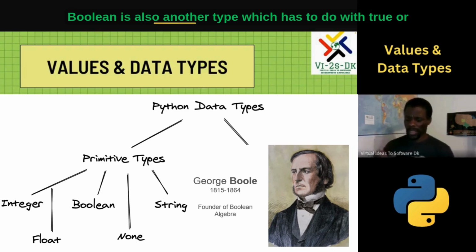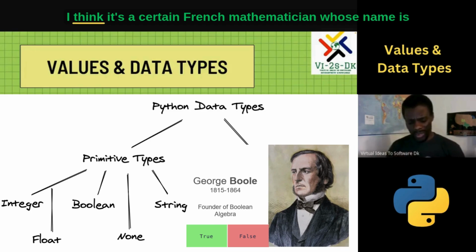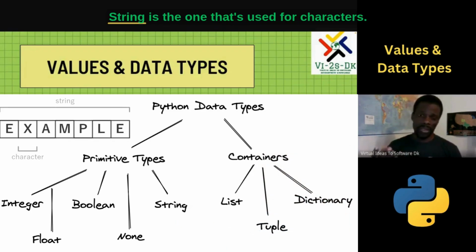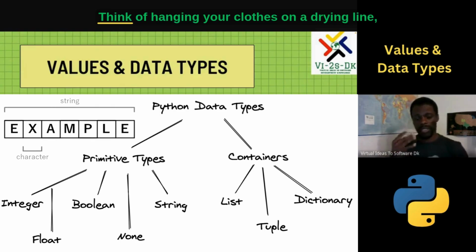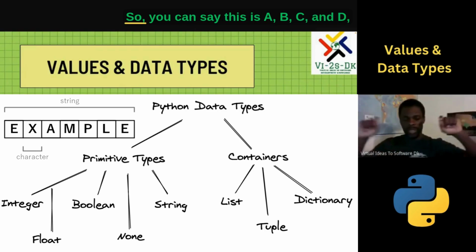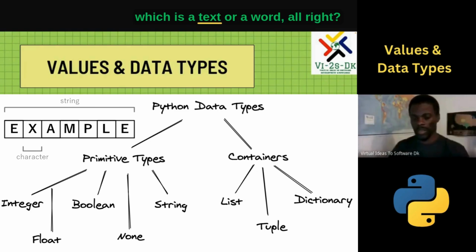Boolean is also another type which has to do with true or false, yes or no. It was discovered by, I think, a certain French mathematician whose name is Boole, and they gave the name Boolean. Also, you have string. String is the one that's used for characters. You can have one character, you can have a set of characters. Think of hanging your clothes on a drying line, that those clothes make up a string. So you can say this is A, B, C, and D. It makes up a string of characters, which is a text or a word.